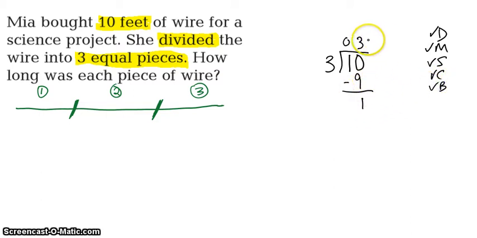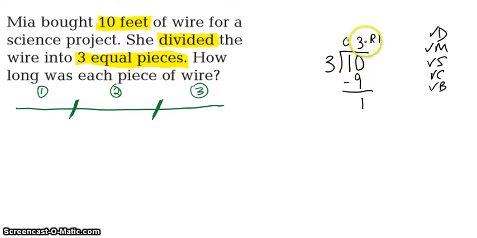So traditionally, you would probably be tempted to write this as 3 remainder 1 and be done with it. But this says how long was each piece of wire? If it asks us how long was each piece of wire, is 3 remainder 1 going to mean anything to somebody? It's really not. You need to tell them a specific length for each piece of wire. So what you can do here is write your remainder as a fraction, and we're going to combine it with this 3 to make a mixed number. And I'll show you what I mean.